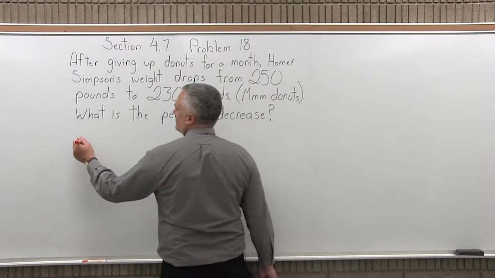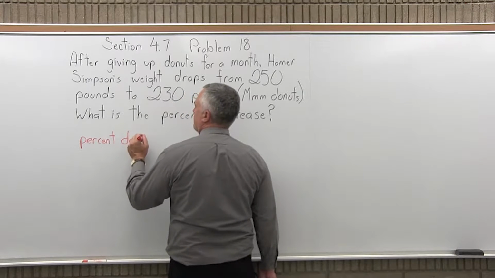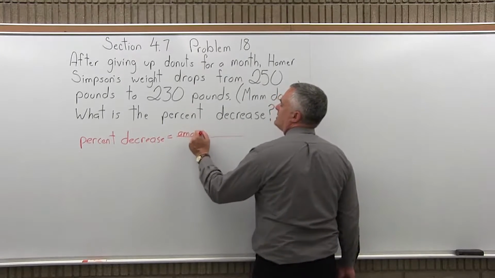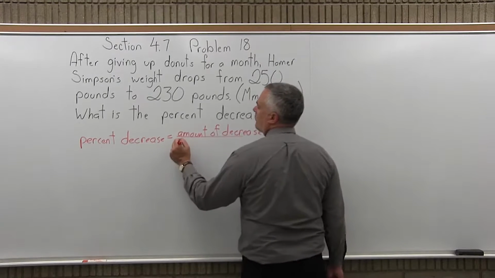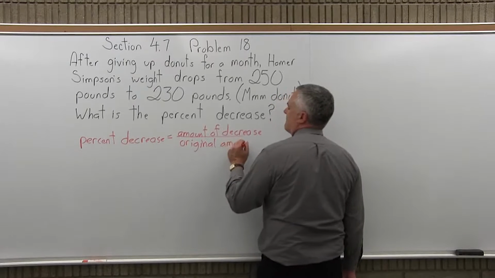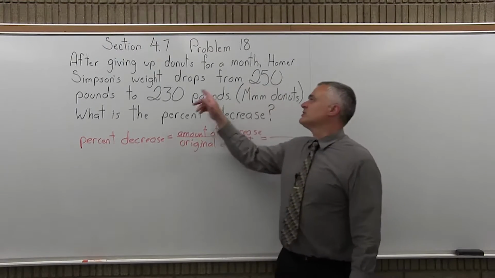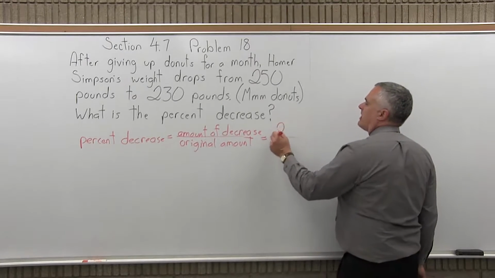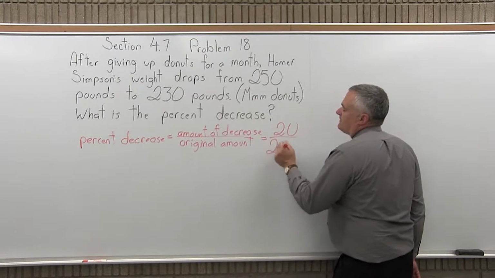So we have a formula for percent decrease, and that formula is percent decrease equals amount of decrease over original amount. So the amount of the decrease, if Homer's weight goes from 250 to 230 pounds, the amount of decrease is 20. He lost 20 pounds. And the original amount, the starting amount for this problem, is 250.